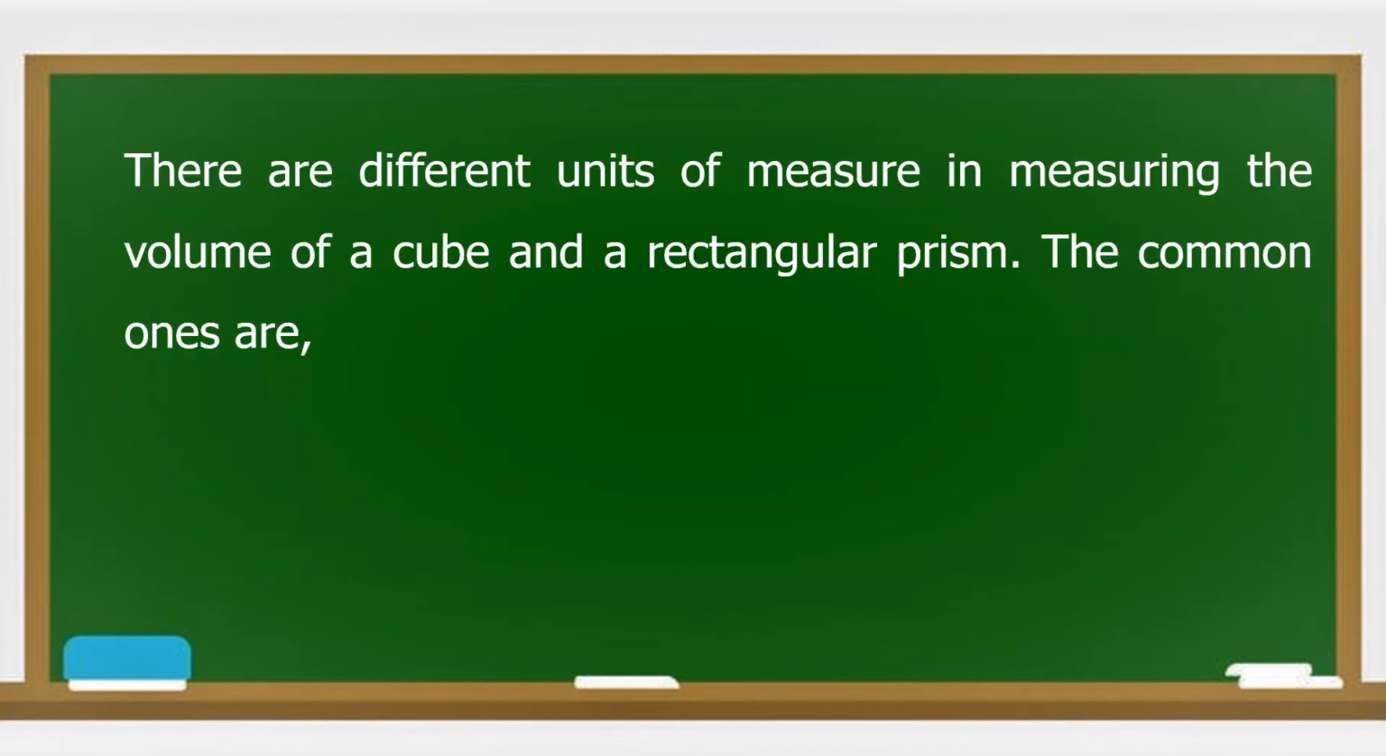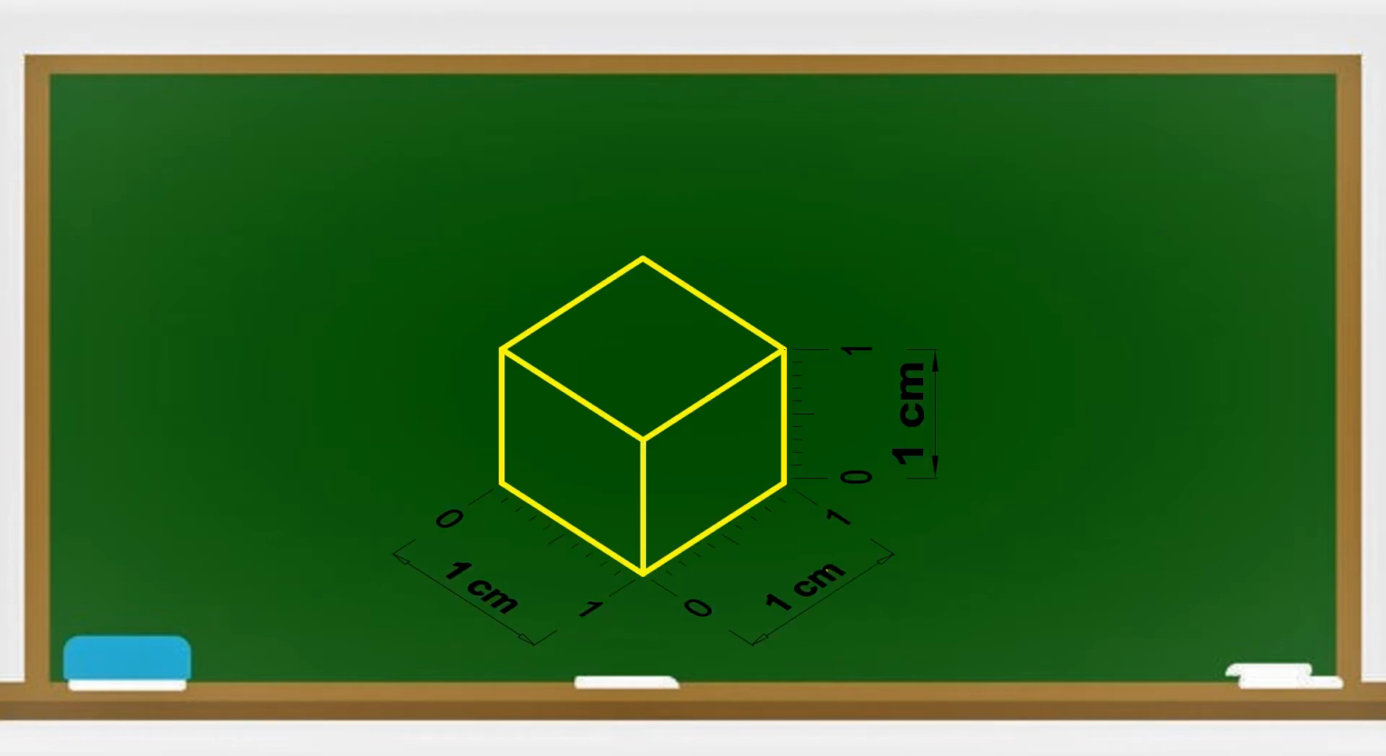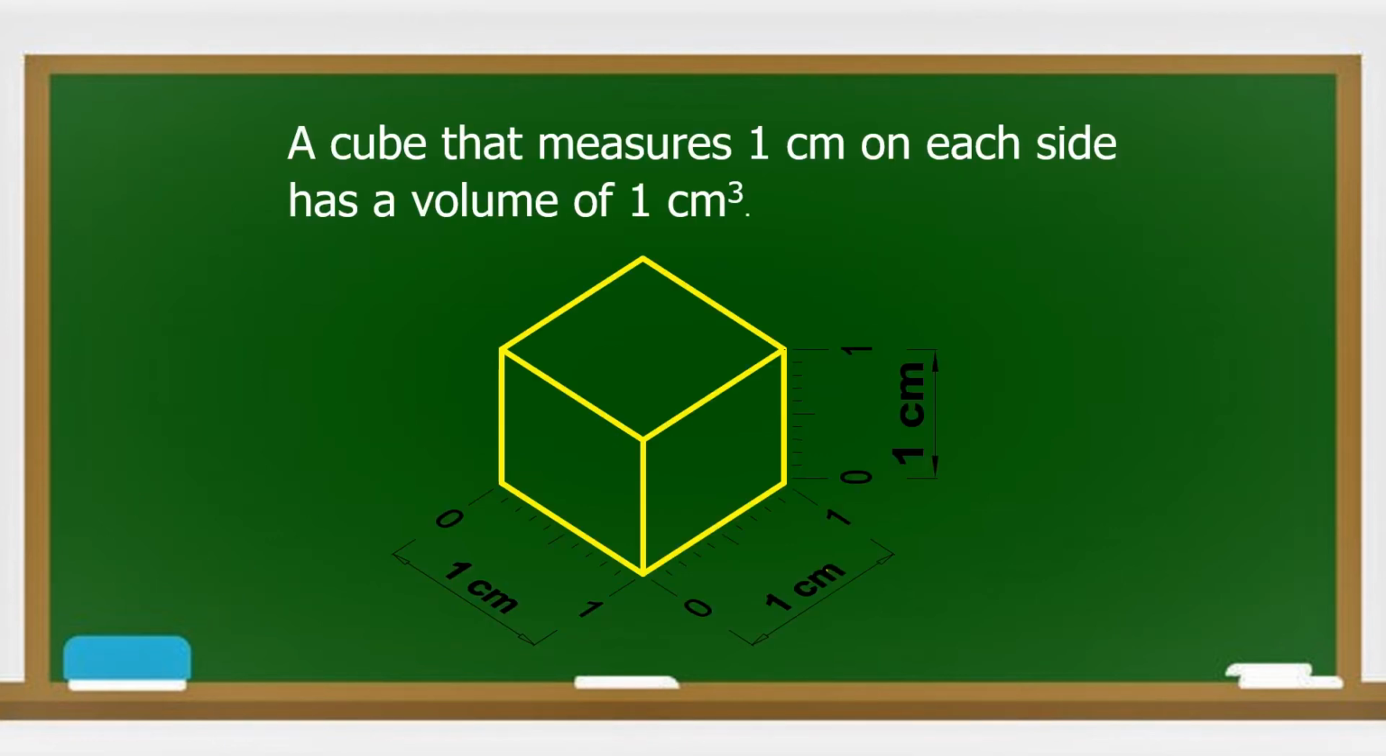There are different units of measure in measuring the volume of a cube and a rectangular prism. The common ones are cubic centimeter, cubic meter, and liter. A cube that measures 1 centimeter on each side has a volume of 1 cubic centimeter.